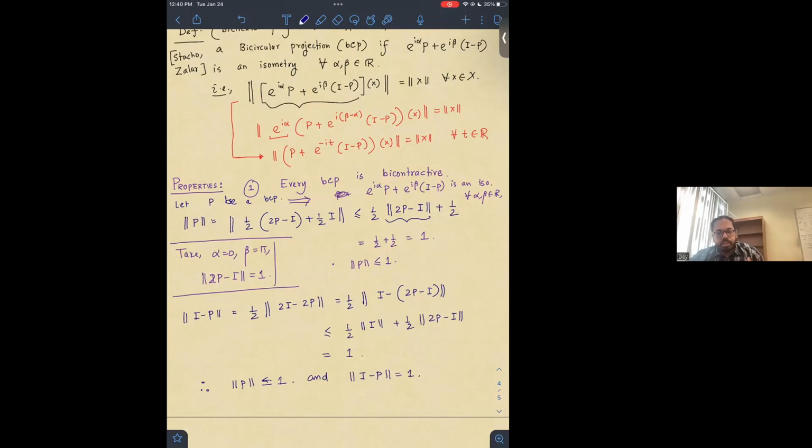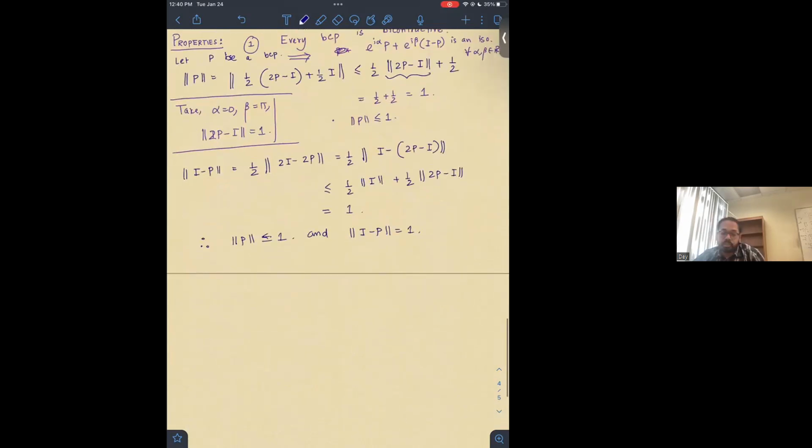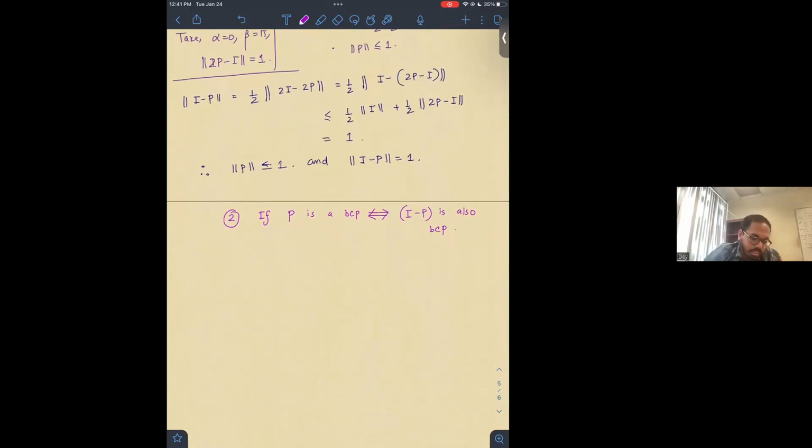So from now on, having a similarity with the title, this is the type of projections that I'm interested in on Banach spaces. And a quick observation along those lines, which I'm not going to prove, very easy to see: P is a bicircular projection if and only if the complementary projection is also bicircular. That's actually easy because this definition is so symmetric. If you change your P with I minus P, nothing actually changes. So that's an interesting thing.